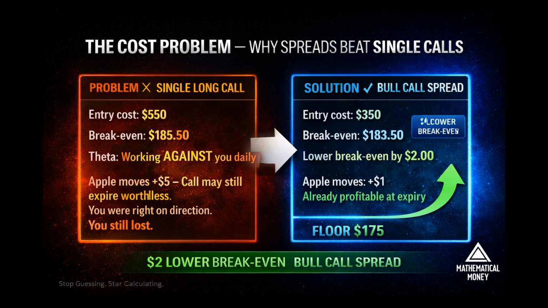The bull call spread solves this. It cuts your entry cost by nearly 40%, lowers your break-even dramatically, and keeps your risk completely defined. You still profit from a bullish move. You just do it at a fraction of the cost.